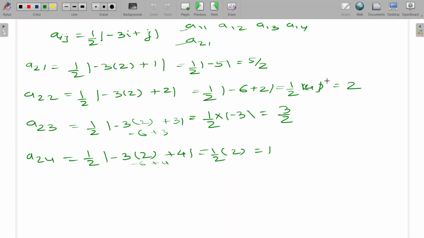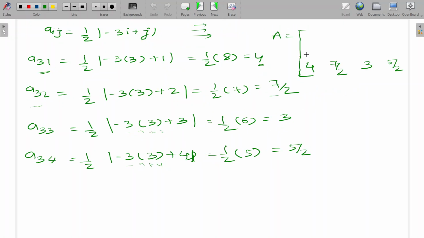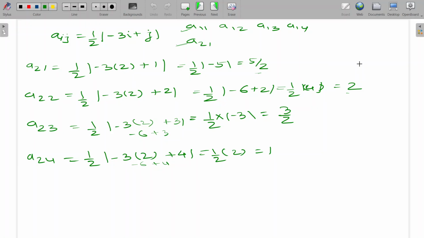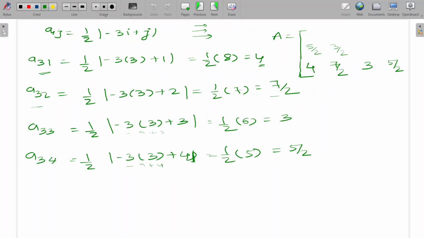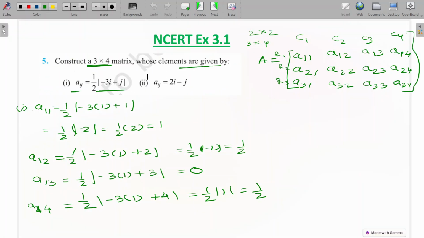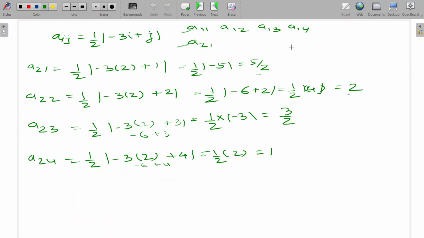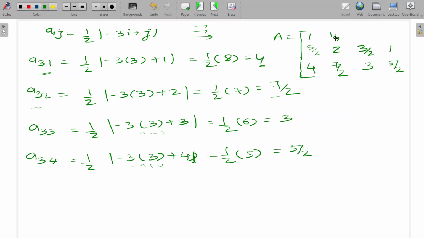Now we can see from the previous slide that the second row was 5 by 2, 2, 3 by 2, 1. Then for the first row, the elements we calculated are 1, 1 by 2, 0, 1 by 2. So this is the answer of the first question.